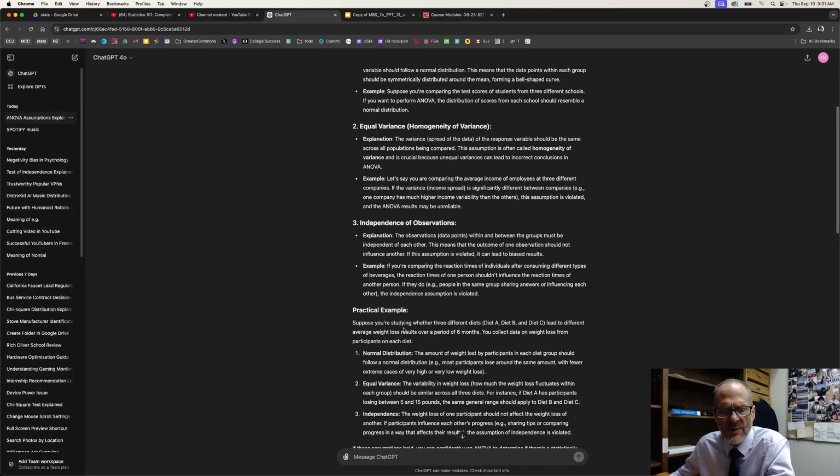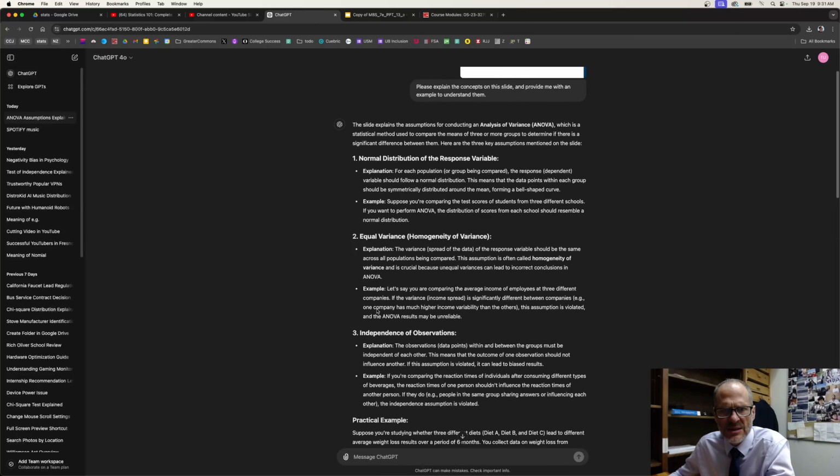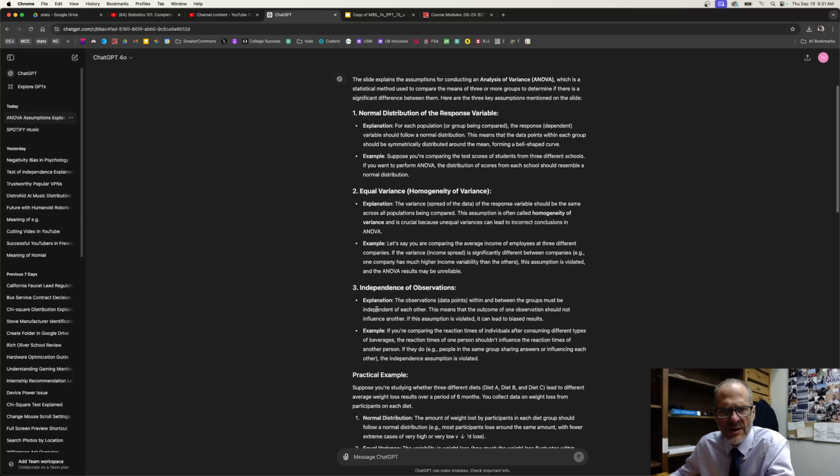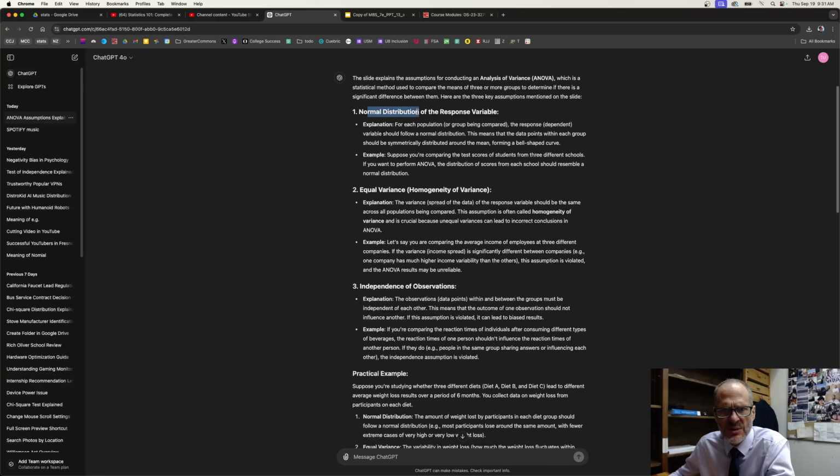We learned the basics of using ANOVA, but to really be able to use ANOVA, you have to have normal distribution in the dependent variable. How do you determine that? These would be questions that I'd follow up on with ChatGPT if I really wanted to apply this somewhere. You have to have equal variance. It's the variance, the spread of the data, of the response variable, the dependent variable, that should be the same across all populations being compared. I don't know, man. How do you determine that, right? That's a pretty big thing to determine.